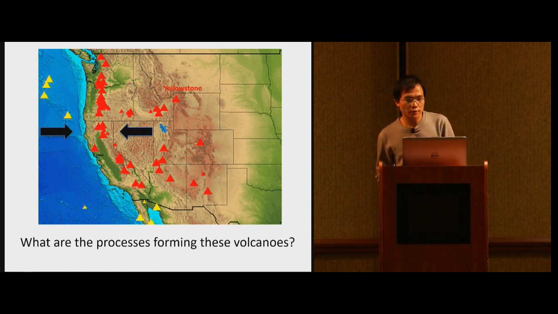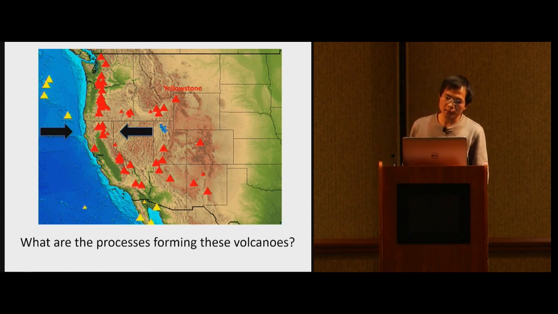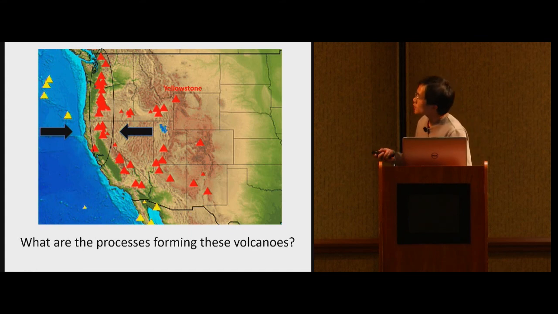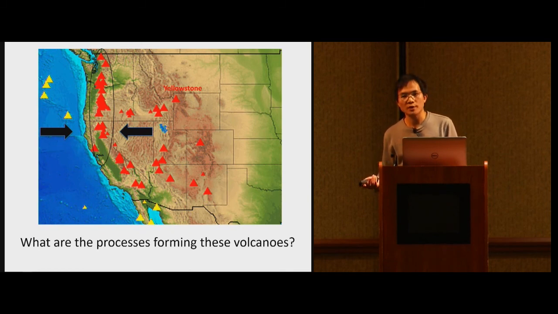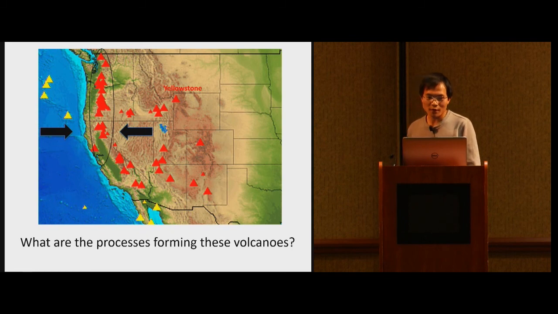For the volcanoes here, we can divide them into two categories based on their locations. The first category is the volcanoes along the plate boundary, which are the circles shown here. One example is actually very close to here, two hours away: Crater Lake. It has very blue water. So if you haven't visited there, you can go there after this symposium is over.